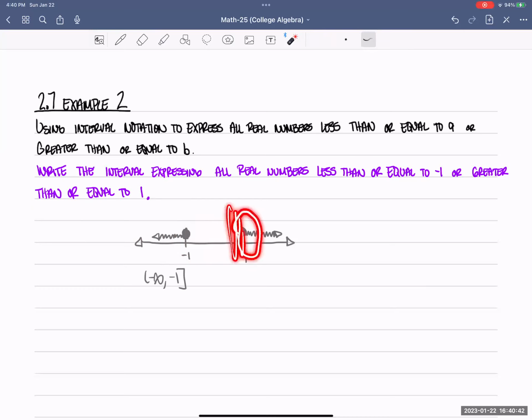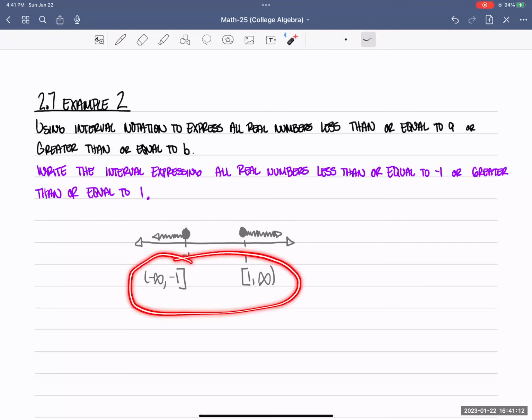Our very first part of our solution set here is going to be this value right here. It's a closed circle, so we could start off with brackets. Closed circle at +1. And we go all the way to infinity. This arrow indicates infinity, and since it's in the positive direction, it's going to be positive infinity. Parentheses around the infinities.